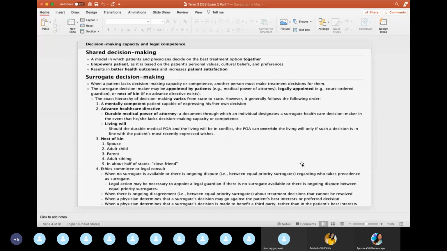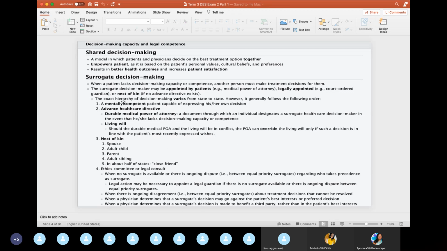Shared decision-making and surrogate decision-making. Shared decision-making, that's the model with you and the patients, right? It empowers the patient. It is based on the patient's values, beliefs, and preferences. It results in better health outcomes and increases patient satisfaction. Now, what happens if the patient lacks decision-making capacity or is declared by a court to be incompetent? First, check if the patient has a will, a medical power of attorney, a durable medical power of attorney, or a living will, or there's a legally appointed surrogate, a court-ordered guardian, or next of kin.